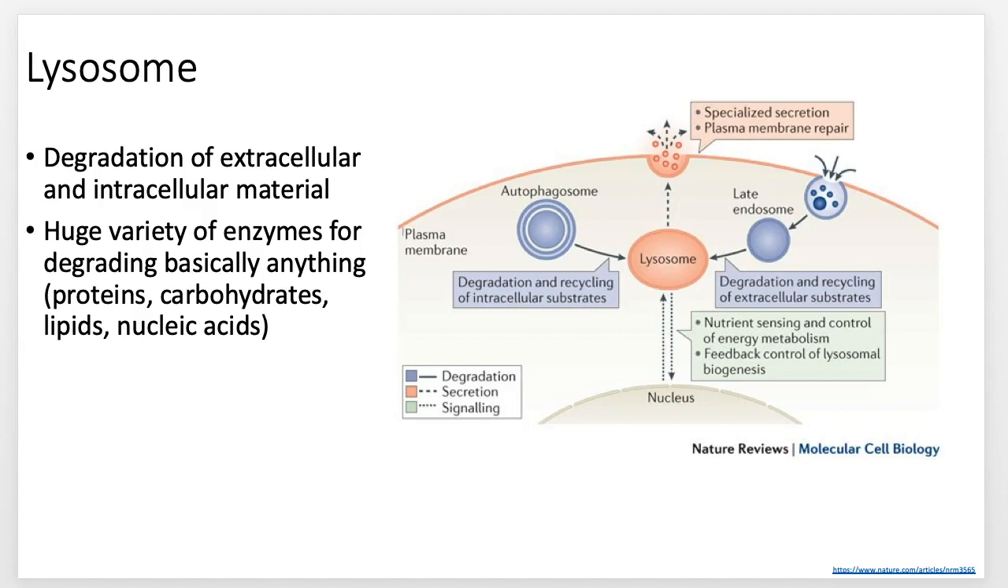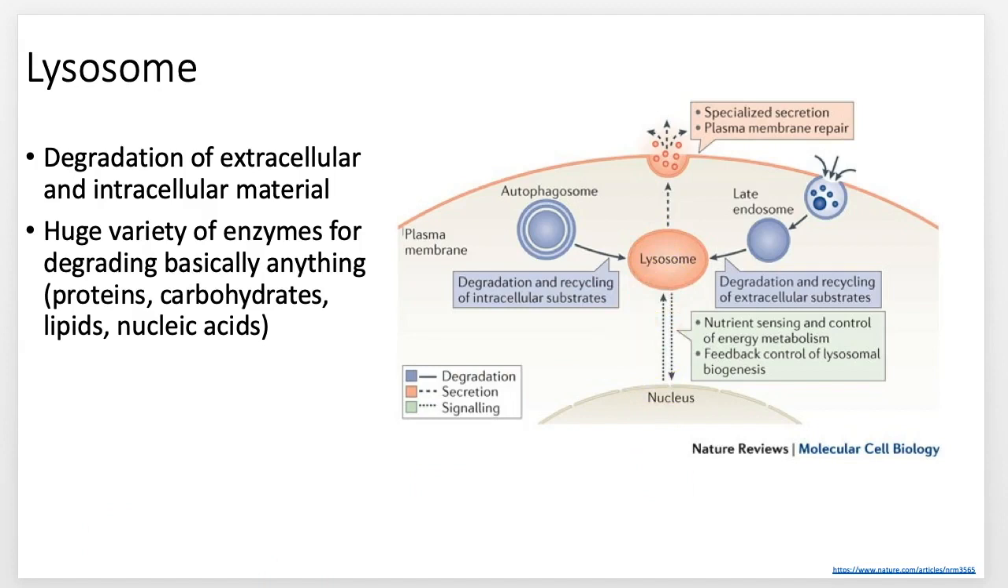You can go from outside, so you can gobble up stuff and chew it up, like a macrophage would do. Or if you need to degrade things from inside the cell, we call that autophagy, so auto meaning self. If I had a bunch of protein that I don't need anymore, I stick it in an autophagosome and send it into the lysosome, it gets chopped up, and then I can break it down and use it to make more proteins.